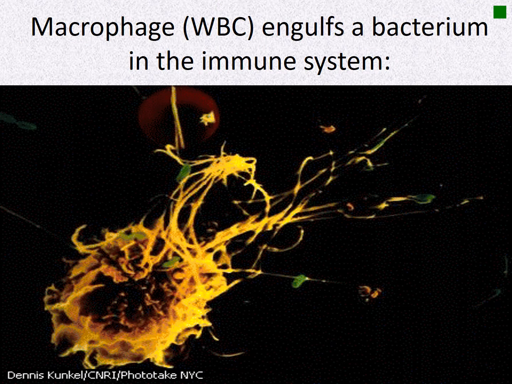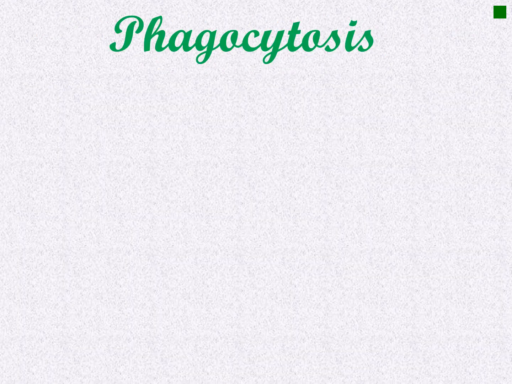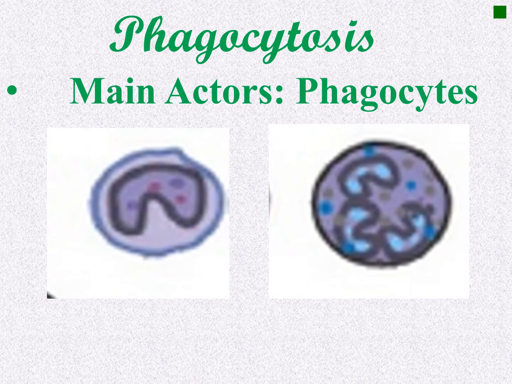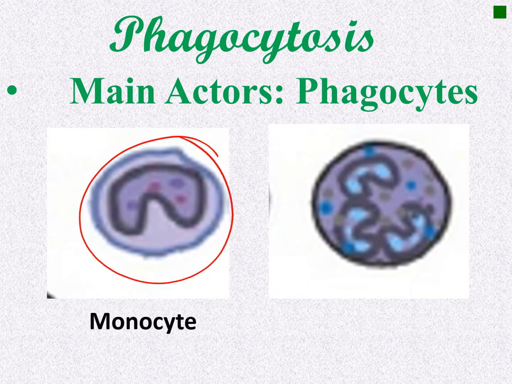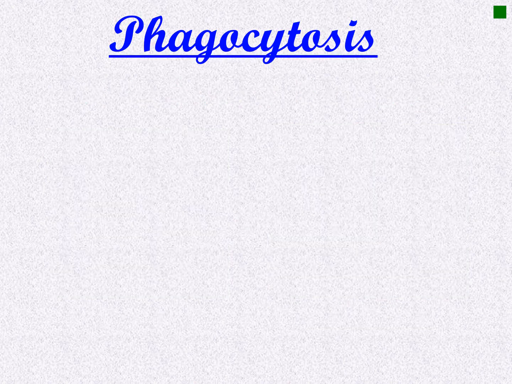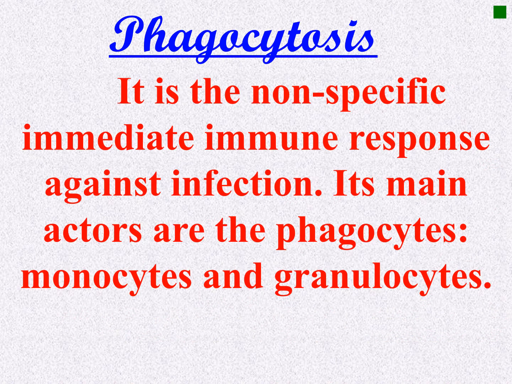So this is a macrophage, a white blood cell engulfing a bacterium in the immune system under an electron microscope. So phagocytosis: the main actors are the phagocytes, monocytes and granulocytes, with a horseshoe-shaped nucleus and a multi-lobed nucleus. Phagocytosis, definition: it's a non-specific immune response that is an immediate response. Their main actors are the phagocytes, monocytes, and granulocytes.